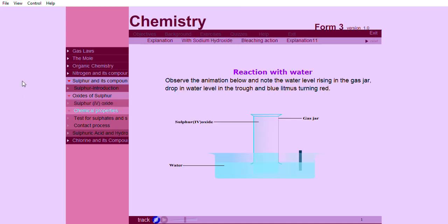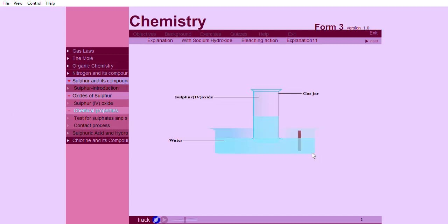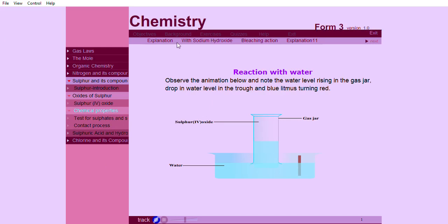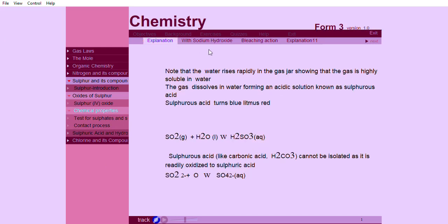Reaction with water. Observe the animation below and note the water level rising in the gas jar, the drop in water level in the trough, and blue litmus turning red. Note that the water rises rapidly in the gas jar, showing that the gas is highly soluble in water.